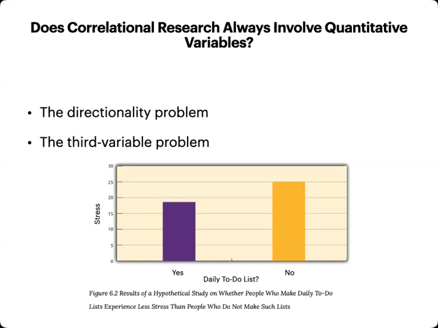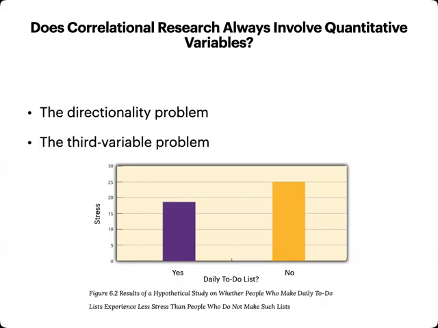For instance, if a researcher compares the Rosenberg self-esteem scale of 50 American and 50 Japanese college students, it is still a correlational study, not a between-subjects experiment, because participants are not randomly assigned to being American or being Japanese. The graph in the slide is from a hypothetical study examining the relationship between making a daily to-do list and stress. The x-axis shows the nominal or categorical data, whether or not participants make a daily to-do list.